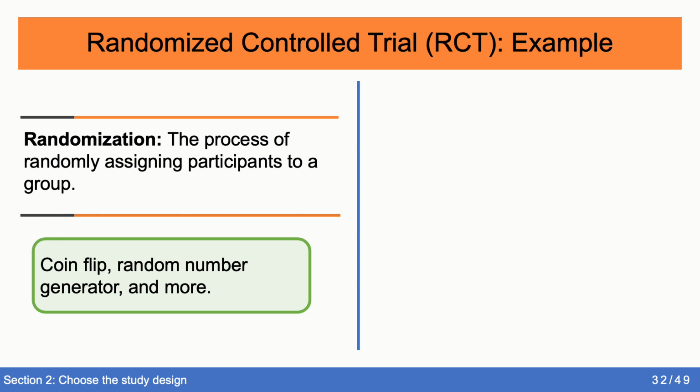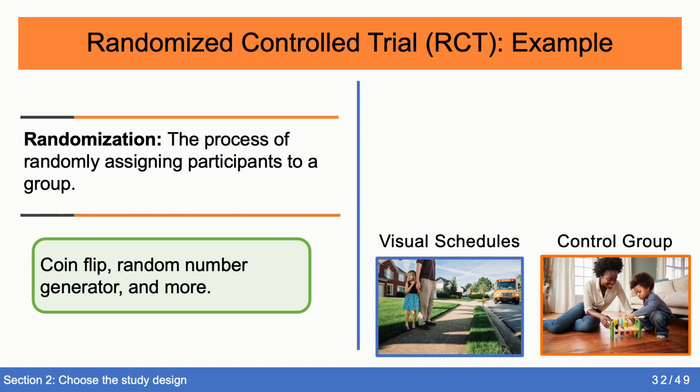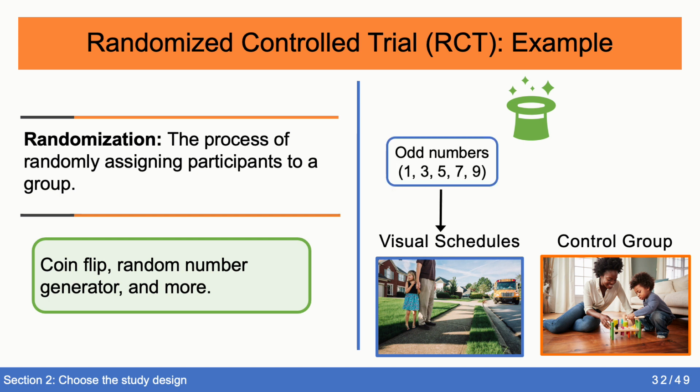Let's take our example from the previous module about a visual schedule therapy to support toddlers' distress. Group 1 receives a visual schedule therapy program, and Group 2 is a control group that does not receive any additional therapy. The researchers use a random number generator where the family picks a number out of a hat. If they pick an odd number, they'll be assigned to Group 1, and if they pick an even number, they'll be in Group 2. So if a family chooses the number 3, they'll be assigned to Group 1, the visual schedule group.